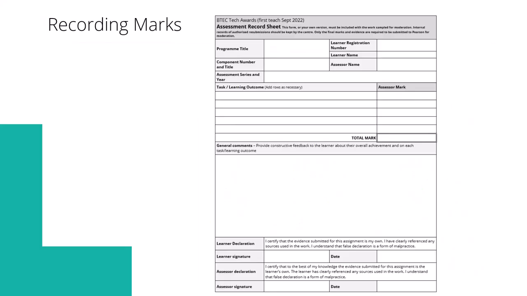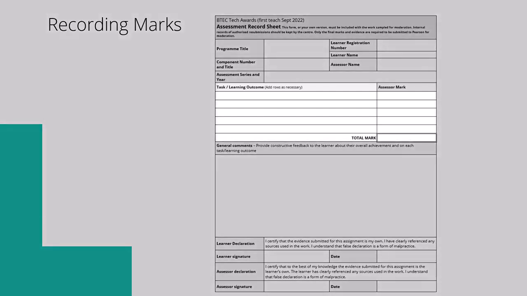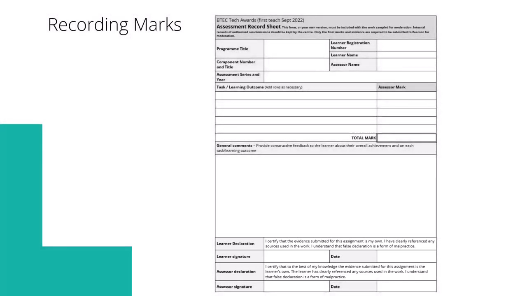Once you've decided on a mark out of 12 for each mark scheme, you should record them and total them on an assessment record sheet. There is now a single assessment record sheet per learner for the internally assessed components, where you will record the marks out of 12 you have awarded for each task or learning outcome and the total mark for the component. It also provides space for feedback to the learner and combines the learner and assessor declaration of authenticity. This is a considerable reduction in administration required by centres.